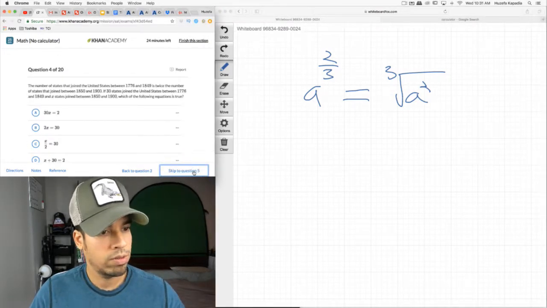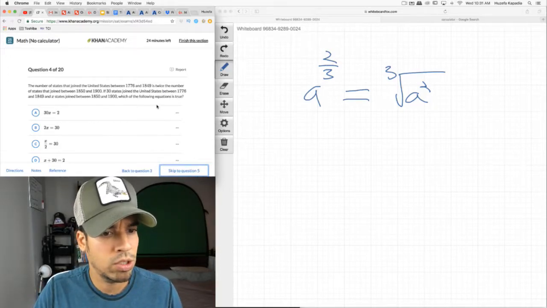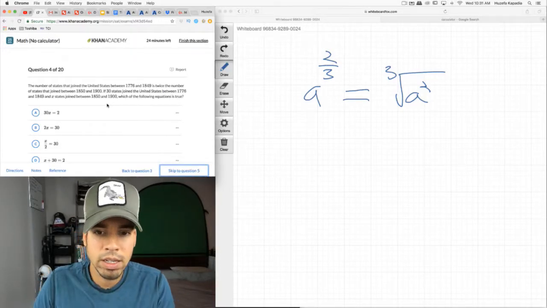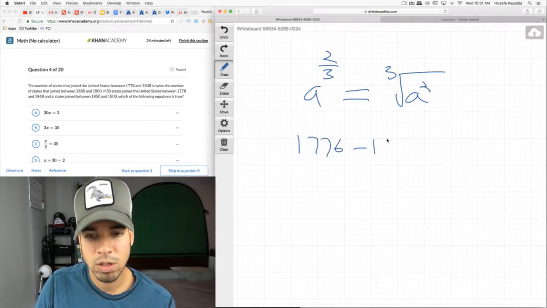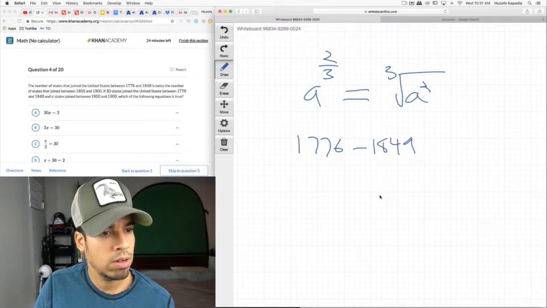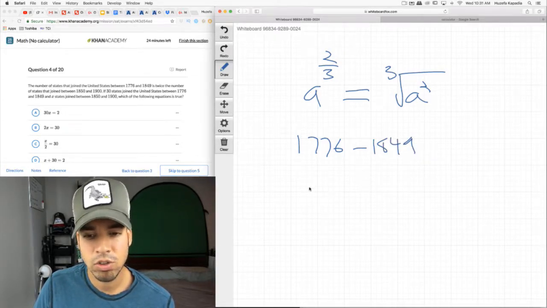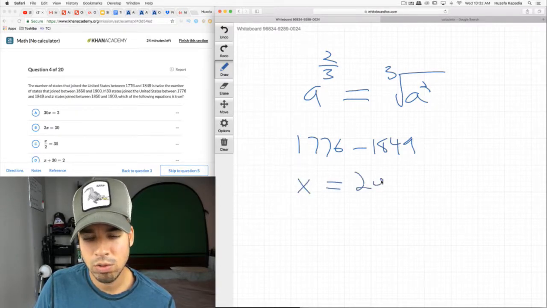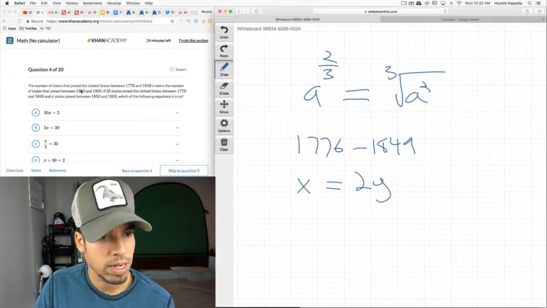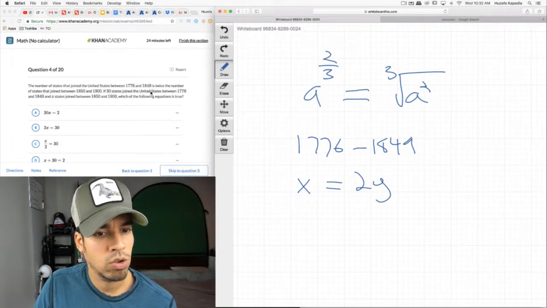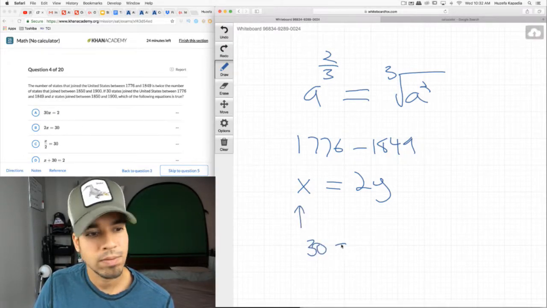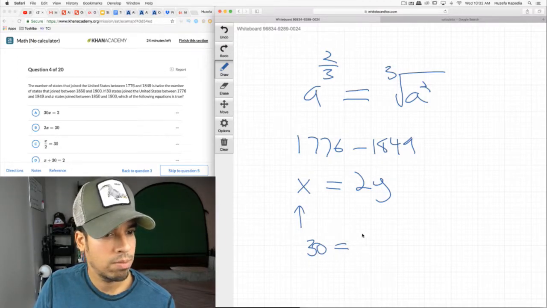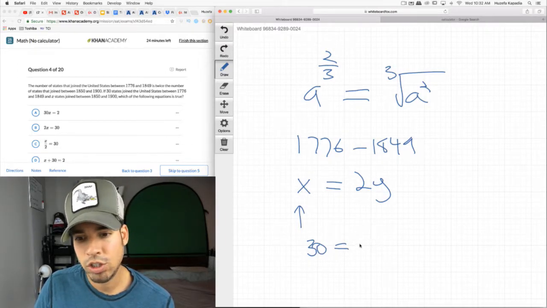Okay. Next, we've got the number of states that joined the U.S. between 1776 and 1849 is twice the number of states that joined between 1850 and 1900. So x equals, if this were x, it would equal twice times y, and y is the later group that joined from 1850 to 1900. If 30 states joined between this and this, which is this variable, so this is 30, then which of the following equations is true?